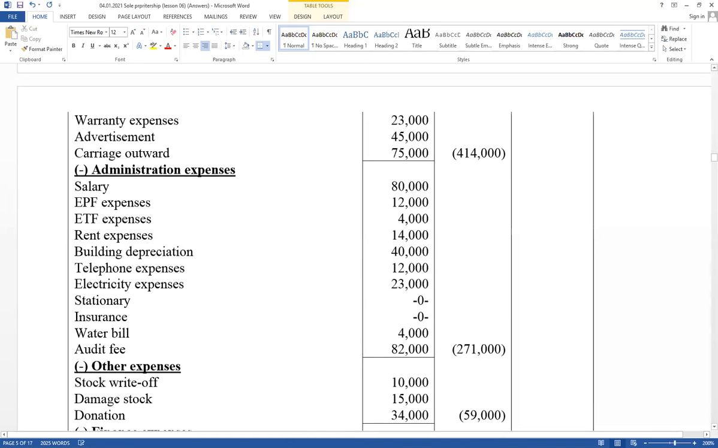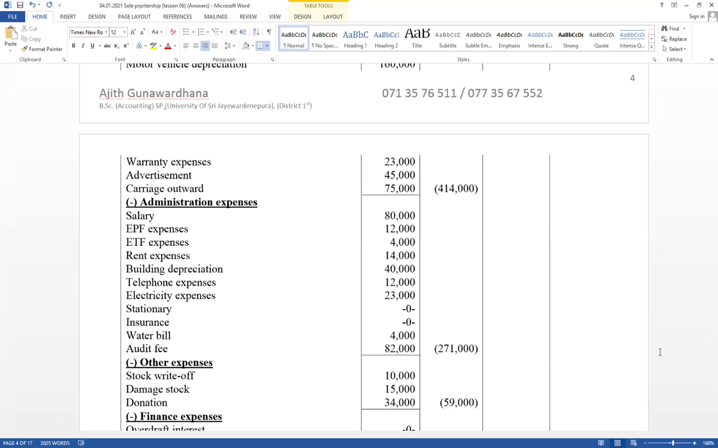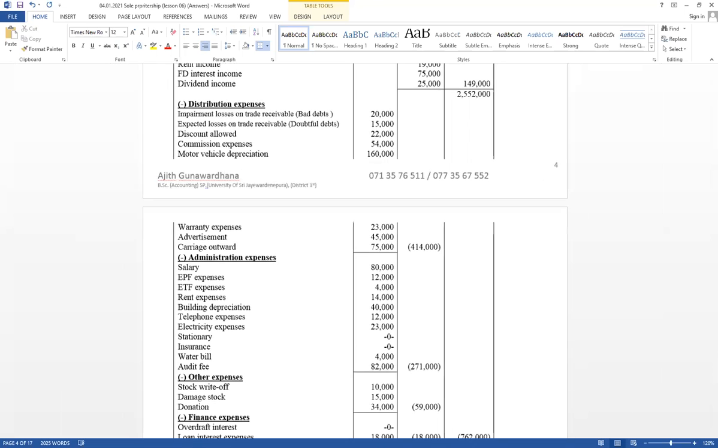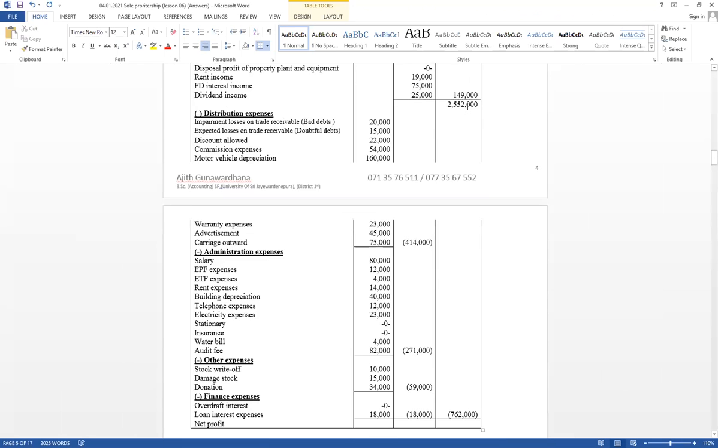Then calculate the net profit. Think about gross profit plus other income. From that value, total expense should be deducted. Therefore, total expense equals 762,000. From this value deduct total expense, and net profit can be calculated. Therefore, net profit equals 1,790,000.